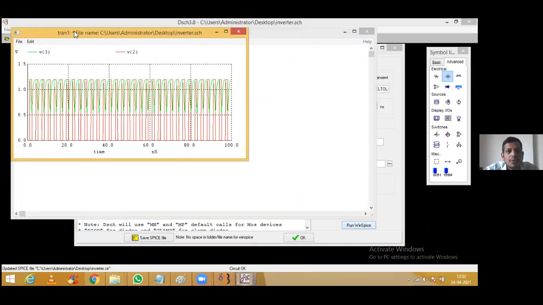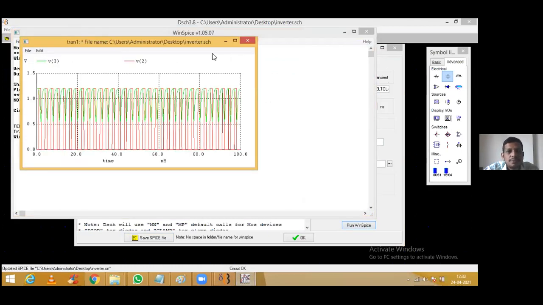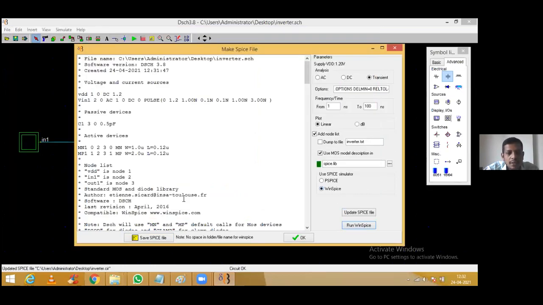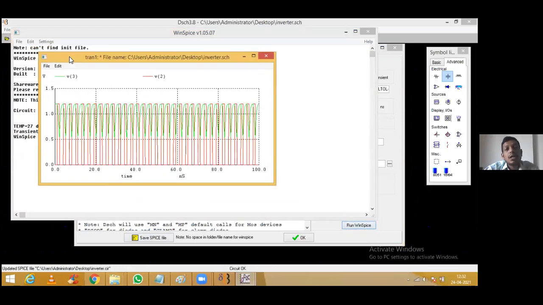So look at what is happening. I'm doing this one more time. I'm clicking on this, and that hidden portion will come into the picture. Clicking on WinSpice, update spice netlist, and run WinSpice. So automatically, guys, the WinSpice software tool turns on. That is running over here.